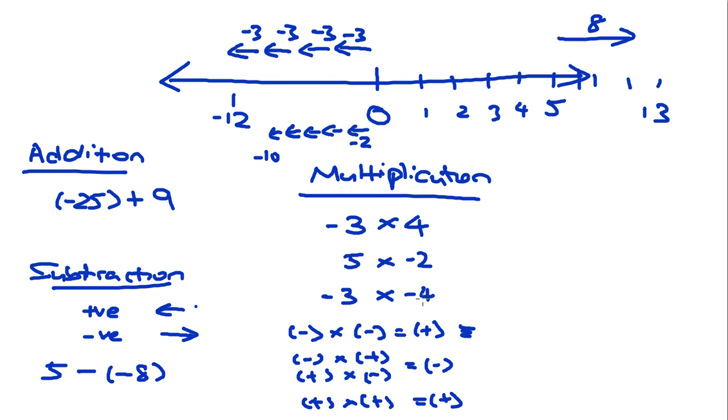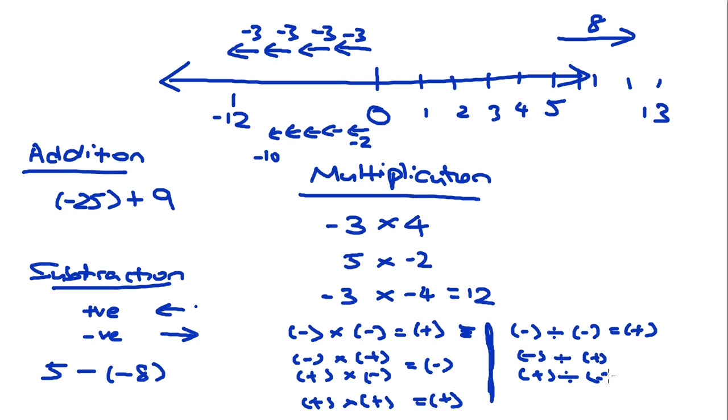So in this case, you have minus 3 times minus 4. You can change it to positive, and just do a normal multiplication. 3 times 4, you get 12. So this is multiplication. This set of rules applies to division as well. If you take a negative number divided by a negative number, you also get a positive number. If you do a negative divided by a positive, or a positive divided by a negative, you get a negative. And if you have a positive divided by a positive, you get a positive.